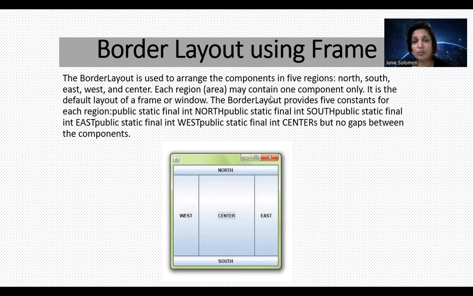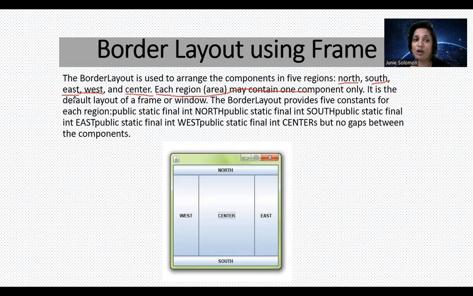So what do you mean by border? Border means it has 5 regions: north, south, east, west, and center. These are the regions it will have, and in these regions you can place the components. Each region may contain one or more components. So you can put the components in each region.